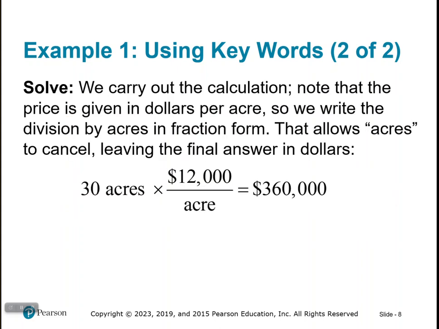All right. So we know that the price is given in dollars per acre. $12,000 per 1 acre, $12,000 for 1 acre.